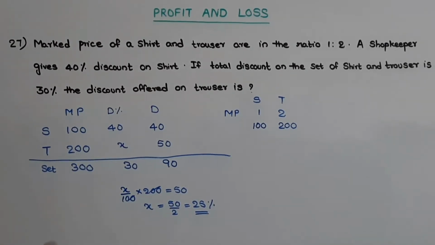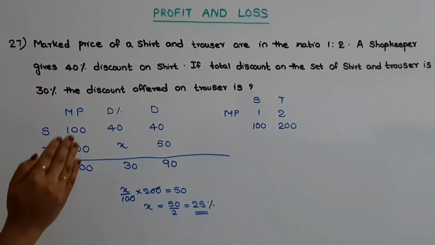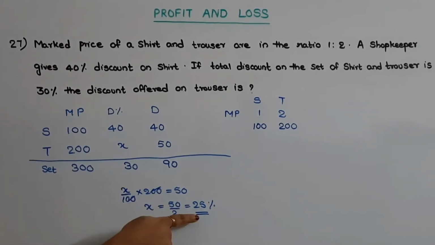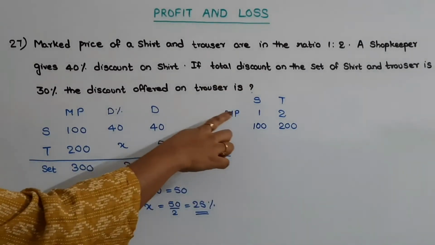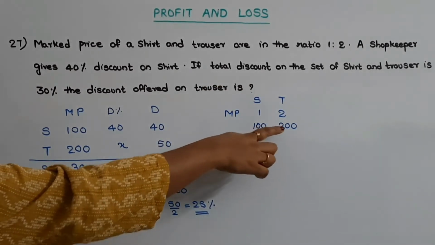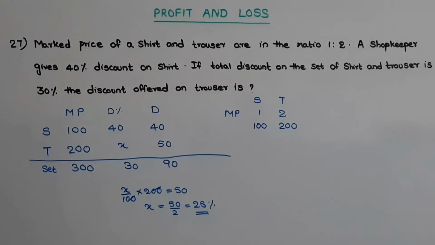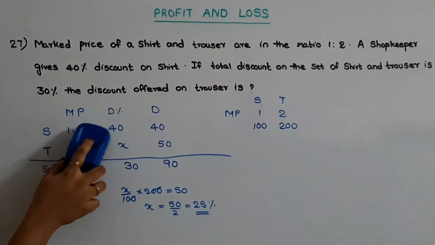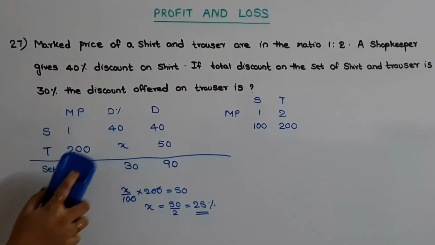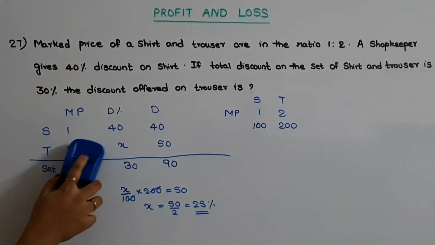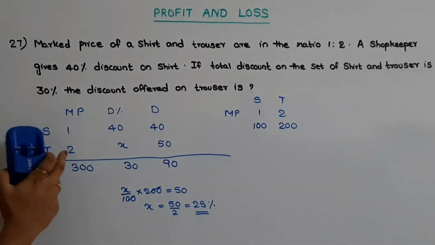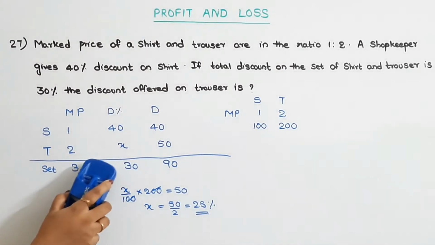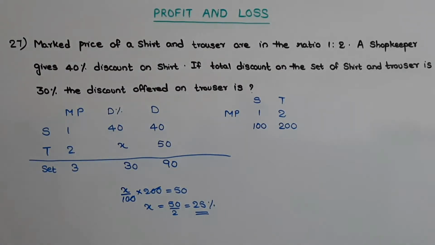So in order to save our valuable time in the examination, we can find out this answer by considering the ratio itself. No need of considering the mark price as 100 and 200. Let us take the mark price of the shirt as 1, then the mark price of the trouser will be equal to 2. So the mark price of the set will be equal to 3.